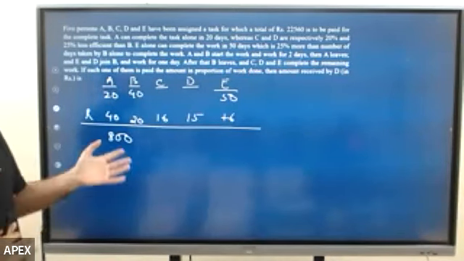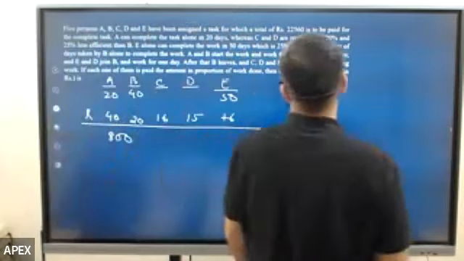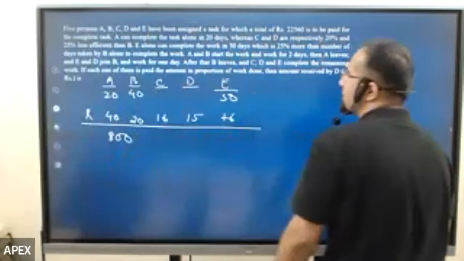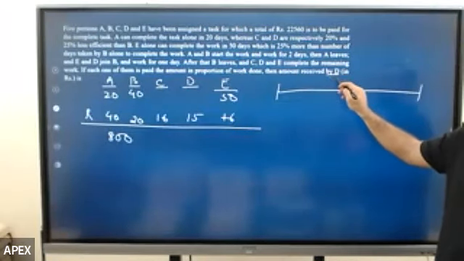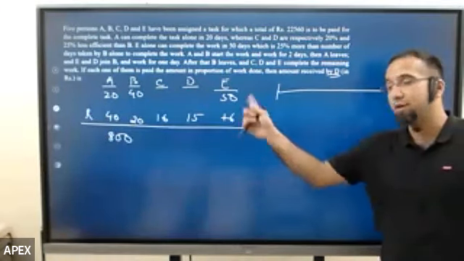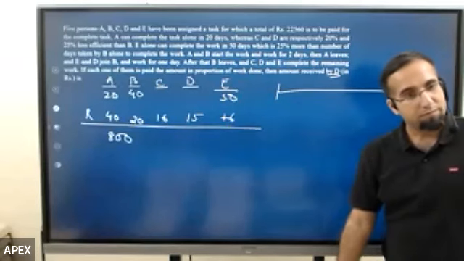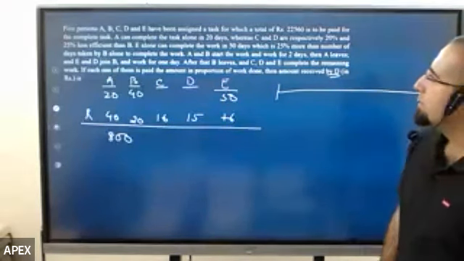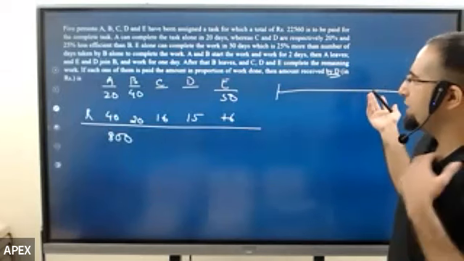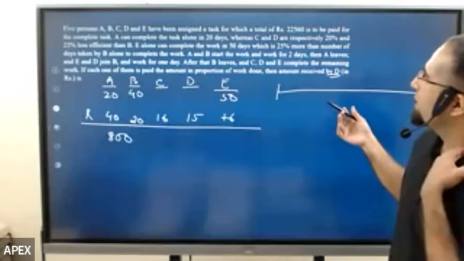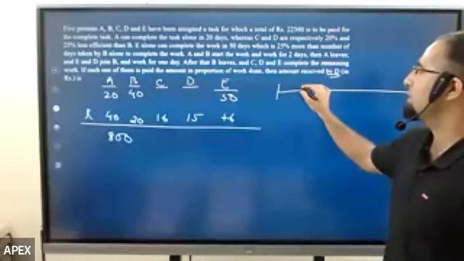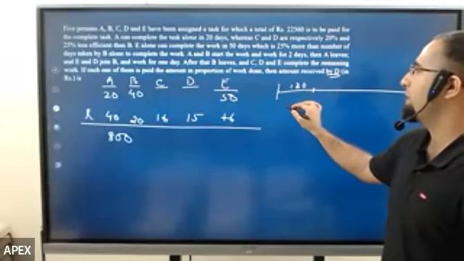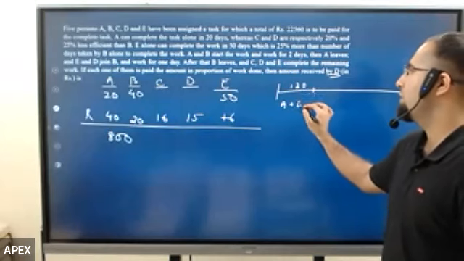Clear? Right? After this, it's all about A and B starting the work for 2 days, and then A leaves. Fair enough. Just make a time log properly. The amount received by D: I need to see what is the work done by D from the total. And complete the remaining work. So I need to know this part. A and B work for 2 days. A and B is 60, so 60 for 2 days will be 120. This is A plus B for 2 days.